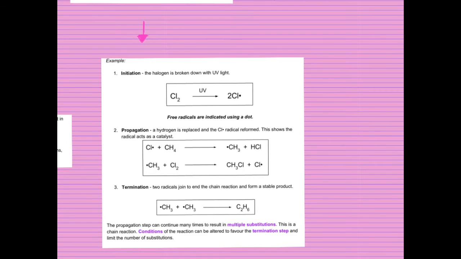So the first stage is initiation. The halogen is broken down using UV light. You end up with 2 free radicals, indicated using the dot. In the previous mind map I made, we talked about what free radicals were.